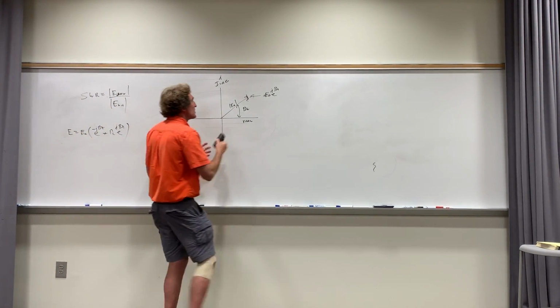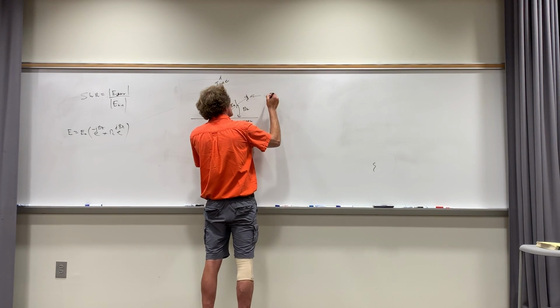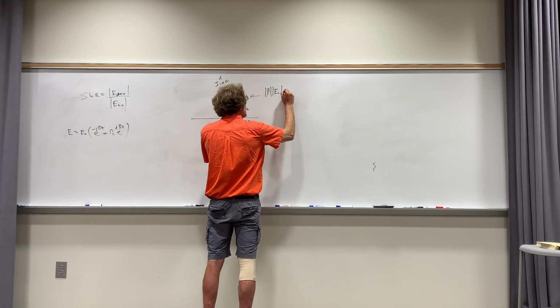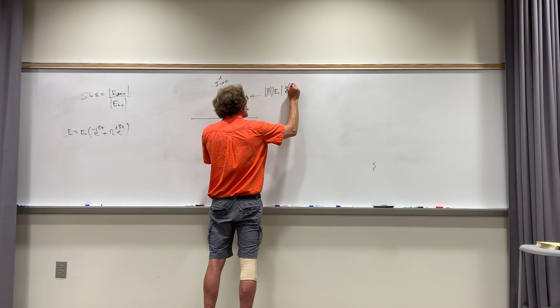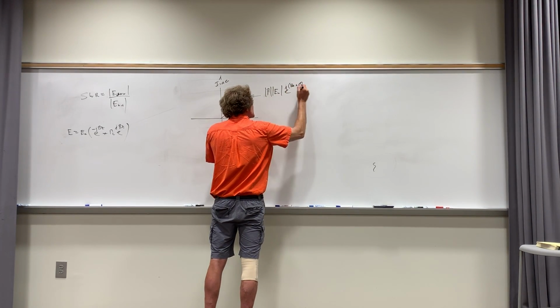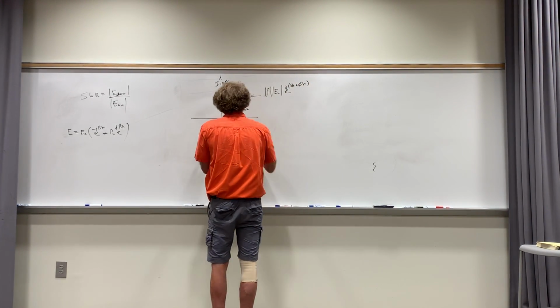Actually, you know what I need to do? I need to multiply that by gamma. So it's going to be magnitude of gamma times magnitude of E naught, and then it's going to be times e to the j beta z plus the phase angle associated with the reflection coefficient. And that's really what this vector is.